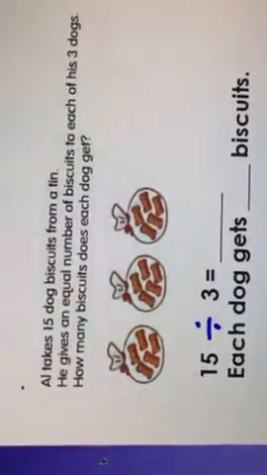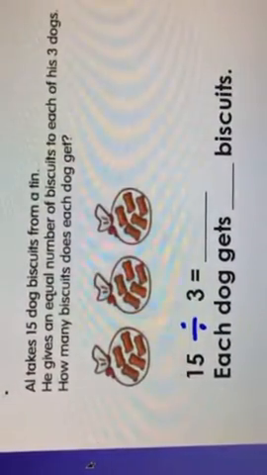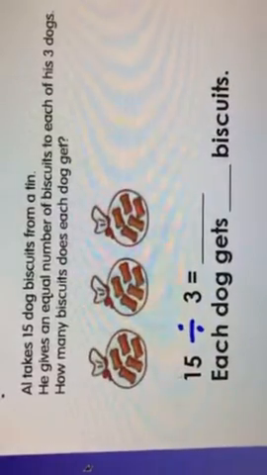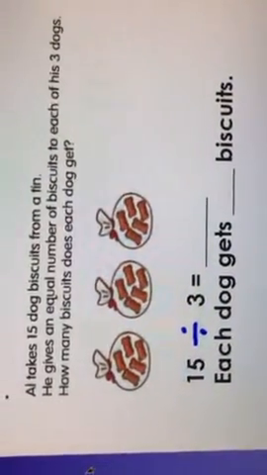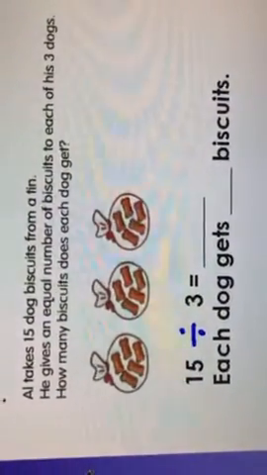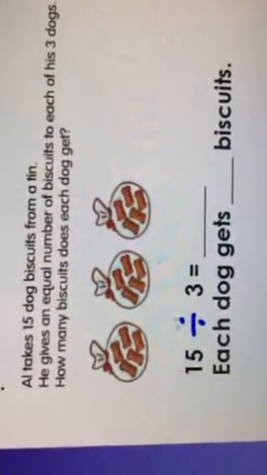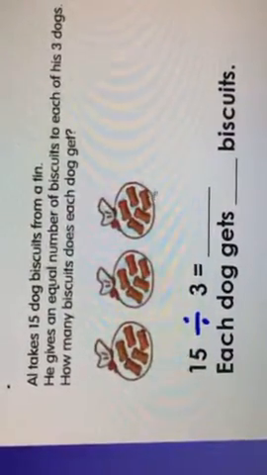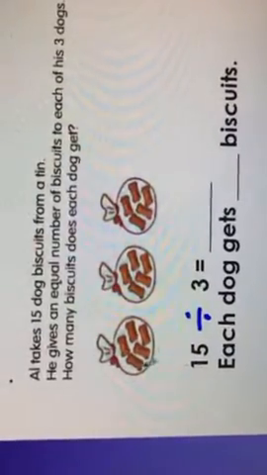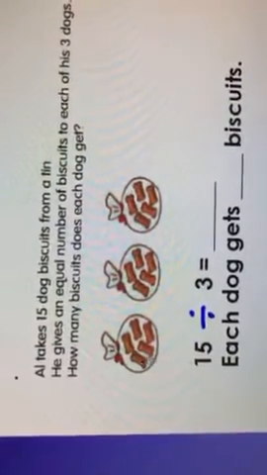Al takes 15 dog biscuits from a tin. He gives an equal number of biscuits to each of his 3 dogs. How many biscuits does each dog get? So let's first look at our 3 bags of dog biscuits and make sure that we're starting with our 15.